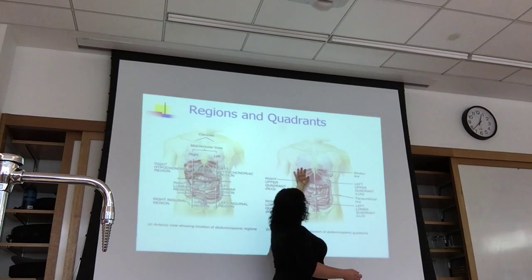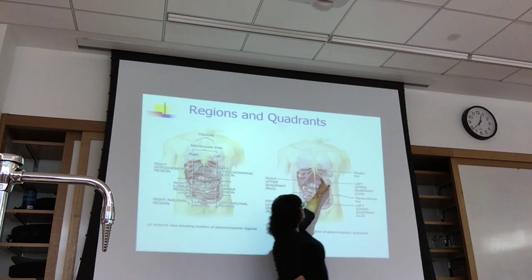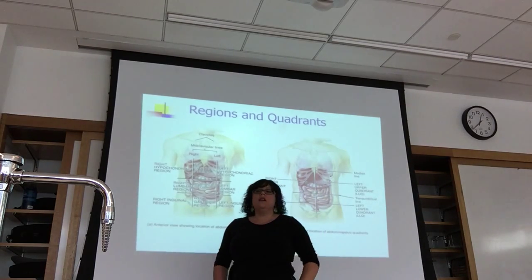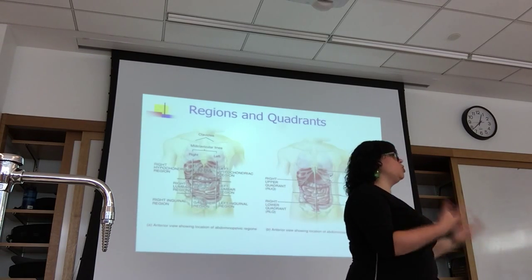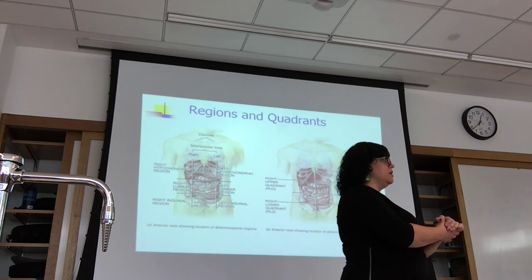The majority of the liver, for example, is over here in the right upper quadrant, whereas the majority of the stomach is in the left upper quadrant. Keep in mind when I ask the question, if I say majority, then just give me the one quadrant that most of that organ is located in.